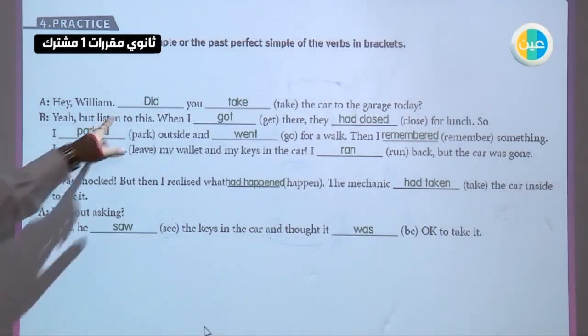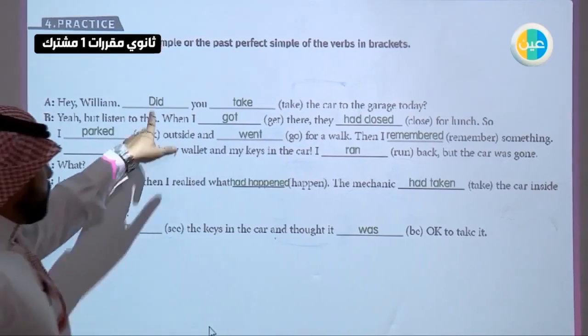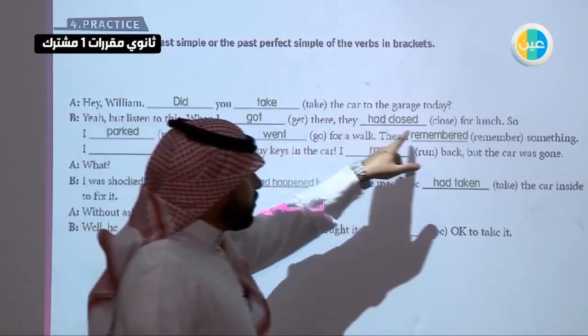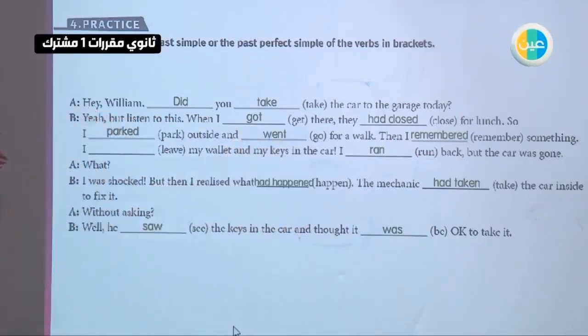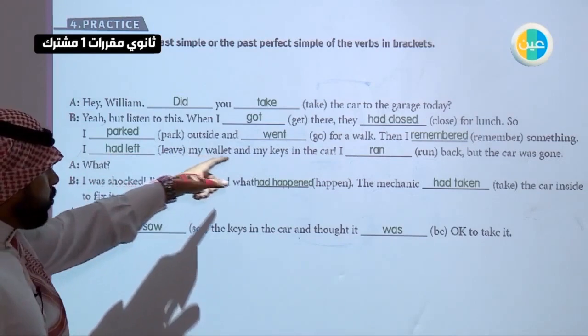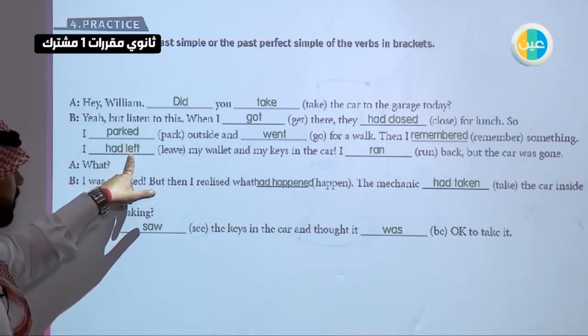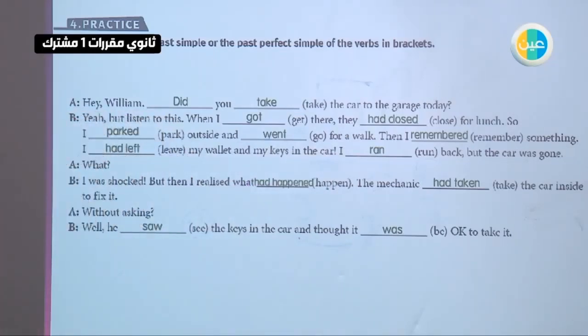For example, here, why do we use did here? Because we just have one action. We have one action in the past, so we just use the past simple. For the second one, for example, when I got there, they had closed for lunch. So they closed before he got there, before he reached there. I parked outside and went for a walk. Then I remembered something. I had left my wallet. So he had left his wallet before he remembered.